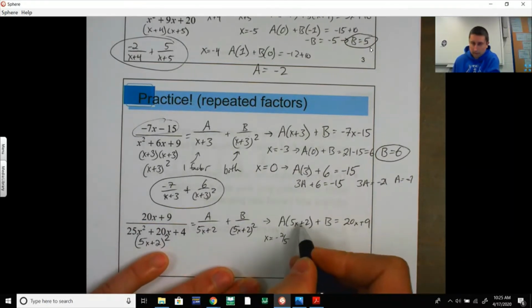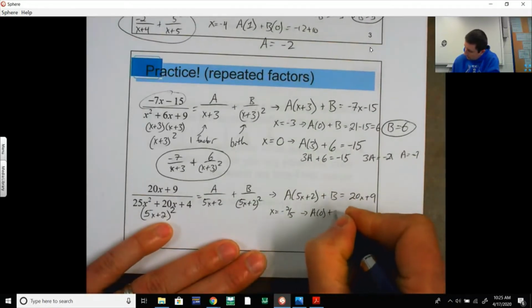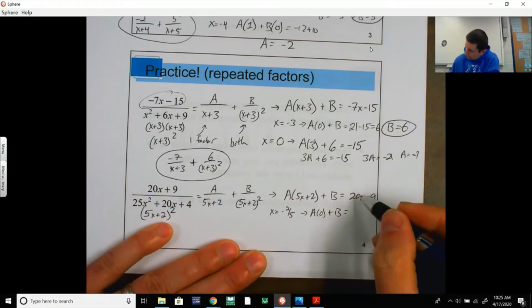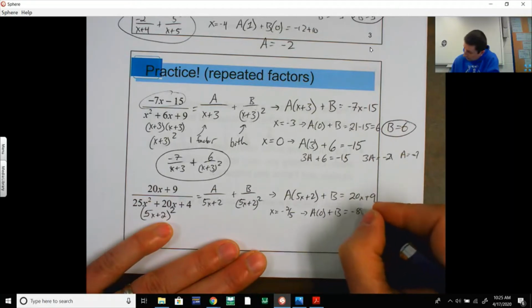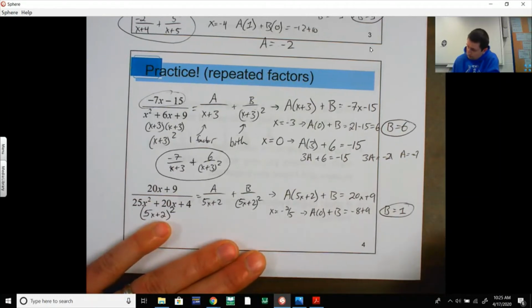That's the 0 for there. So we get a times 0 plus b equals 20 times negative 2/5. That should be negative 8. 5 goes into 20 4 times, 4 times 2 is 8. So negative 8 plus 9. So I get b to equal 1. So we know b has to be 1.